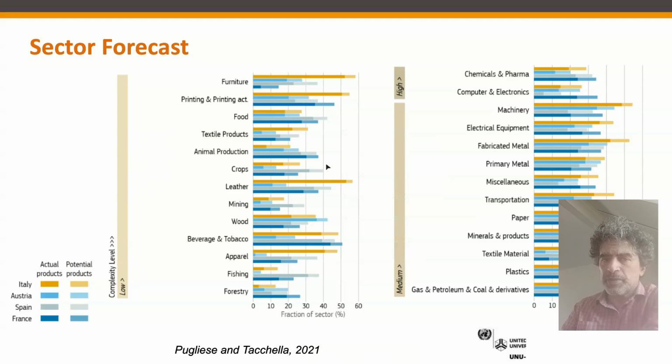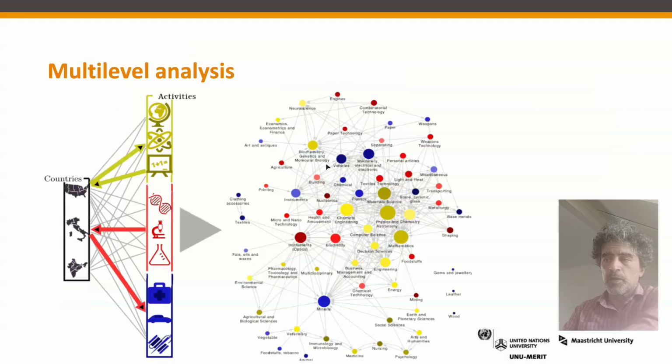But we can do more, because in the examples that we have seen until now, we saw examples that are in one layer. So we forecasted, for example, products, right? Which products a country is going to export. But there is no reason to look at one dimension at a time. You can look at multi-dimensional analysis, in different dimensions at the same time.